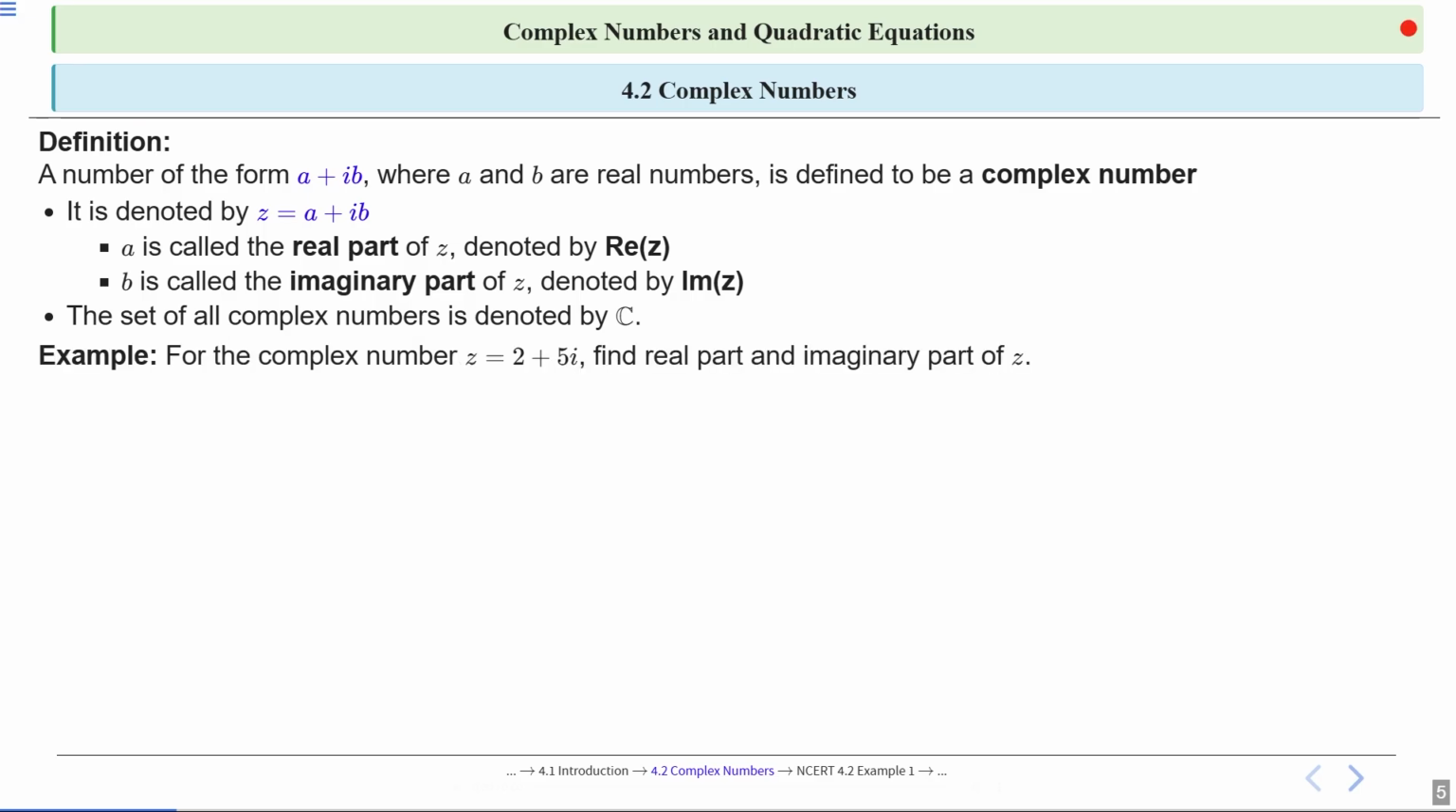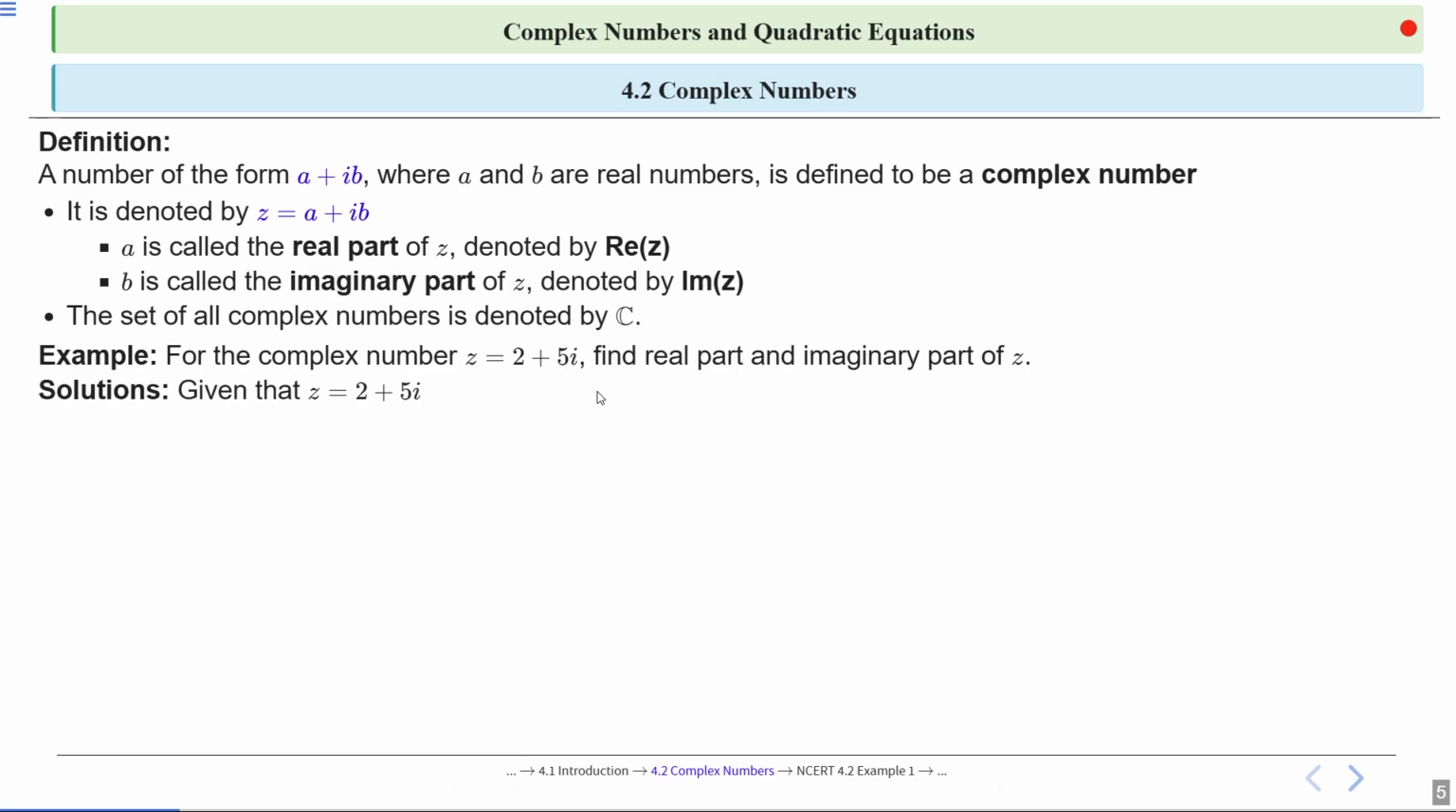Let's take an example to make this clearer. Suppose we have the complex number z equal to 2 plus 5 times iota. We will find both the real part and the imaginary part of this number. This will help us see how the definition works in practice.